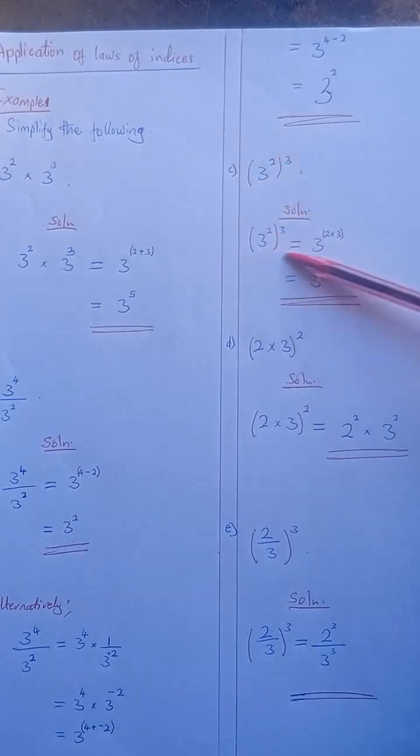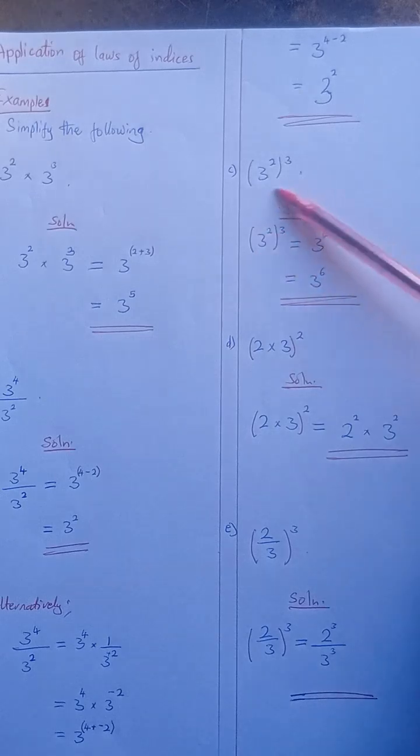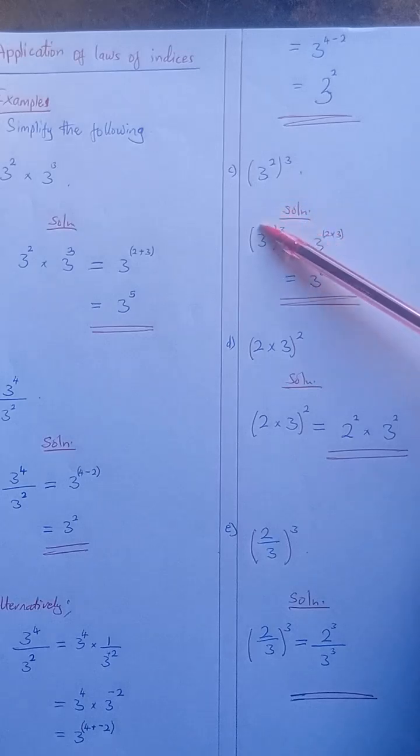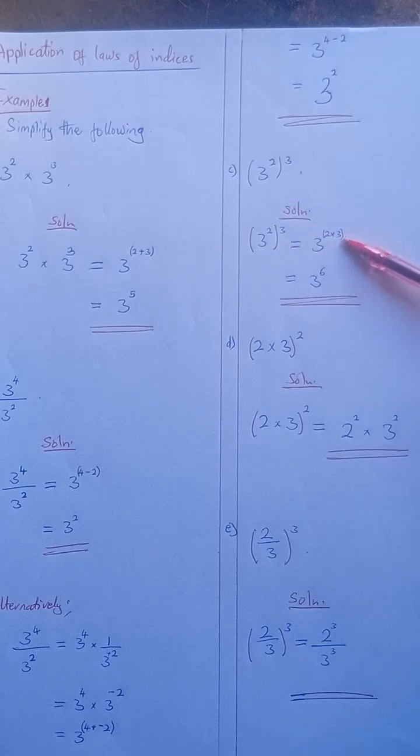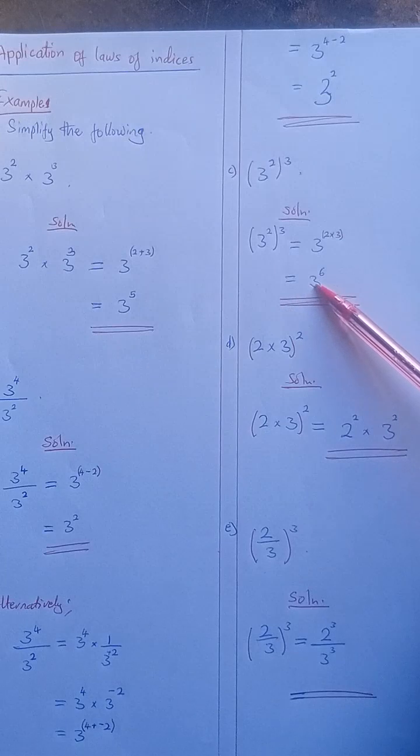So our solution says 3 to power 2, everything to power 3. This is the same as 3 to power 2 times 3. We just multiply the powers. When we have two powers, one inside the bracket and another outside the bracket, we simply multiply those powers. So when we multiply 2 times 3, we get 6. That is why in the next step we have 3 to power 6.